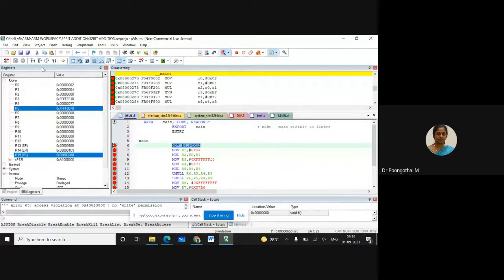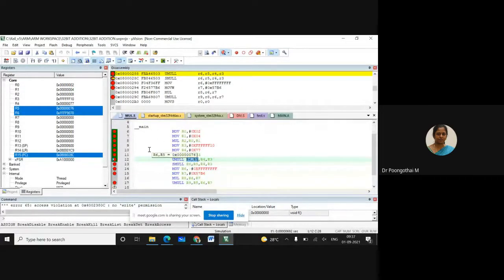Your MSB will be discarded. The 76 will be discarded. Next I am going to execute the unsigned long multiply instruction. In that case, your MSB is loaded into the R5 register and LSB is loaded into the R6 register. So I am able to extract both LSB and MSB using this unsigned long multiply instruction. Is that clear, students? Yes, ma'am.